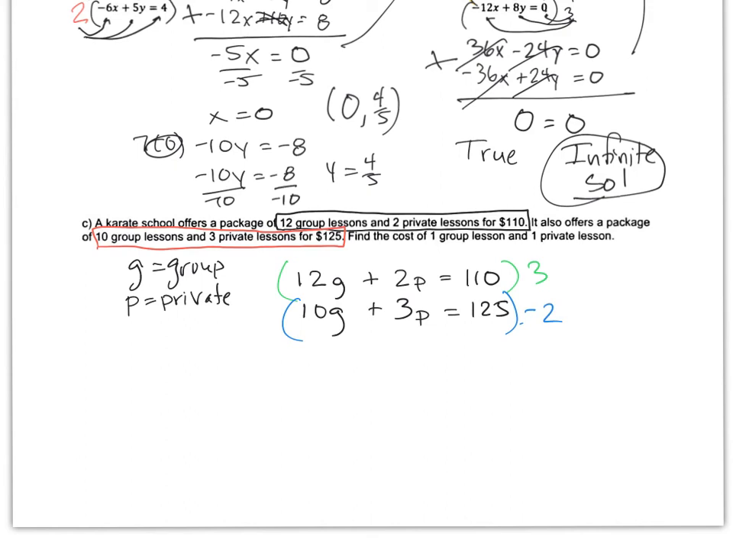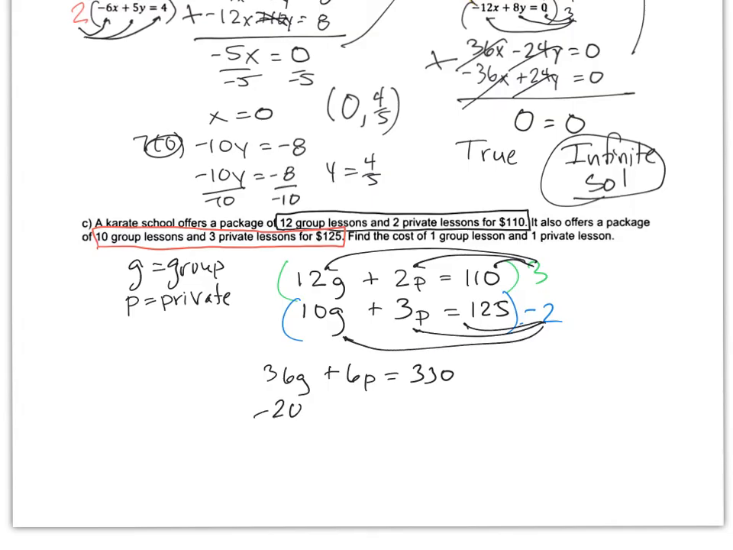So I'm going to rewrite all of this. Again, this is distributive property for all the parts, 3 things. So 36G plus 6P equals 330. I'll distribute the bottom one. -20G minus 6P, don't forget your negative, equals a -250. They got all multiplied by a negative. Add this together. We get 16G, these are gone, that's what's supposed to happen, equals 330 minus 250 is 80, and divide by 16.